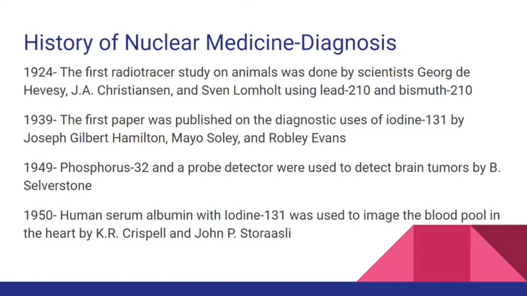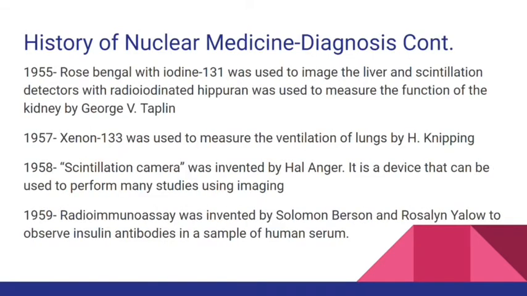Silverstone. In 1950, human serum albumin with iodine-131 was used to image the blood pool in the heart by K. R. Crispell and John B. Stralsey. In 1955, rose bengal with iodine-131 was used to image the liver, and scintillation detectors with radioiodinated heparin was used to measure the function of the kidney by George V. Taplin. In 1957, xenon-133 was used to measure the ventilation of lungs by H. Knipping. In 1958, scintillation camera was invented by Hall Anger.